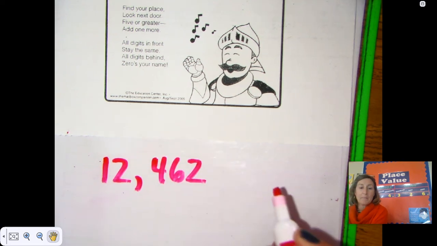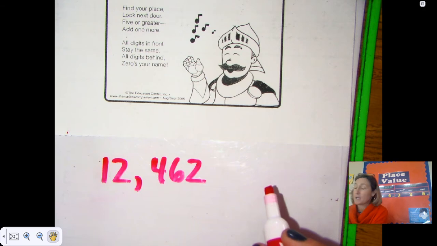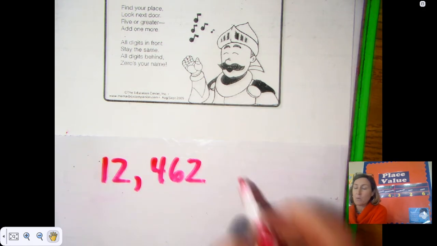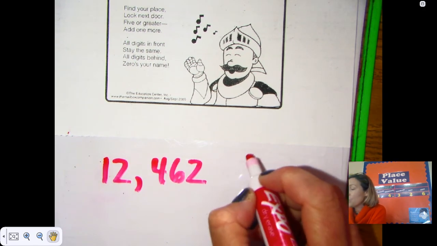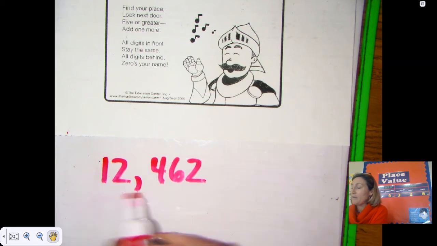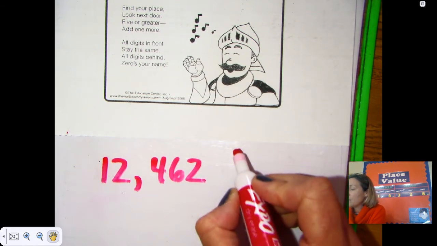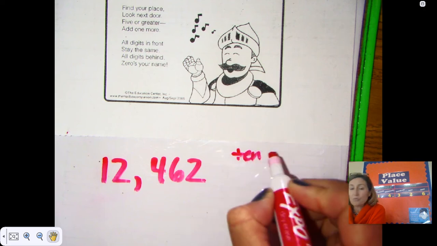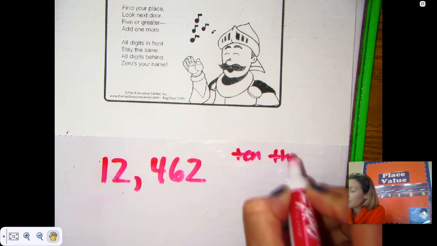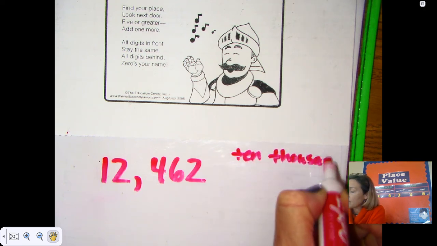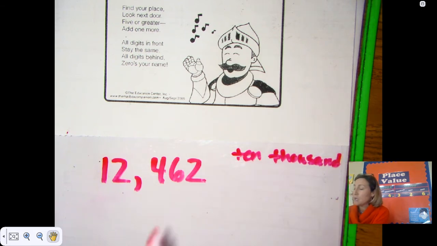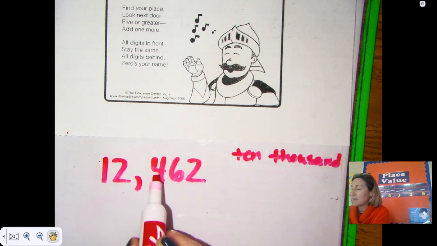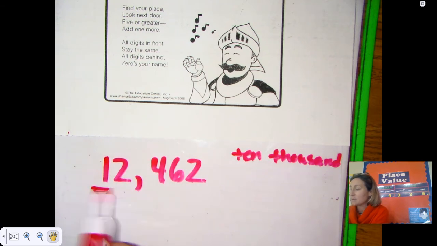Okay, now remember, when you're rounding, they're going to tell you what place value spot they want you to round to. So we're going to say in the number 12,462, we are being asked to round to the closest 10,000. So what do we do? We find our place. Ones, tens, hundreds, thousands, 10,000s. Okay, and we underline that.